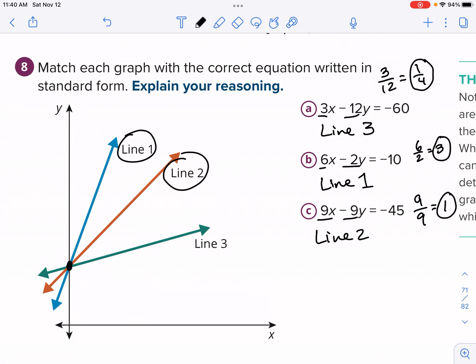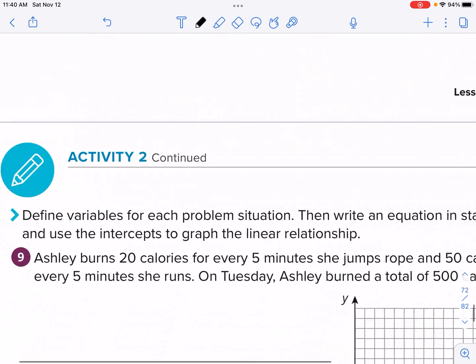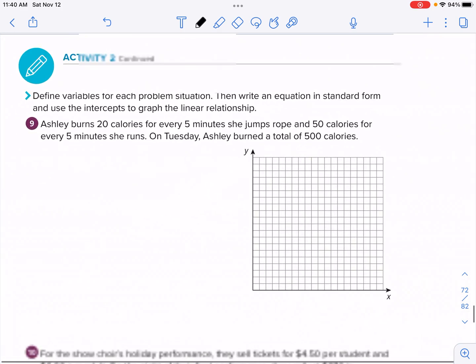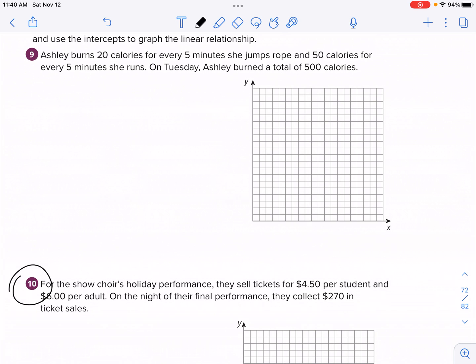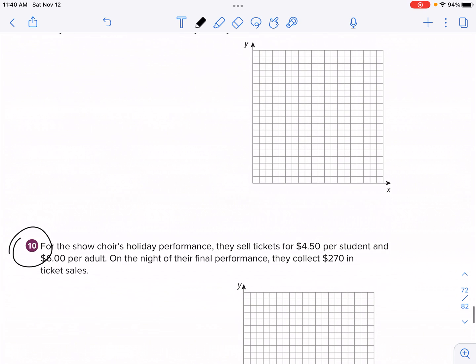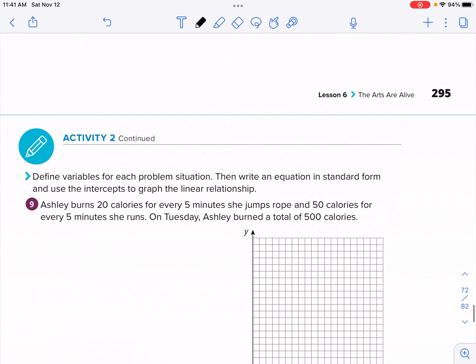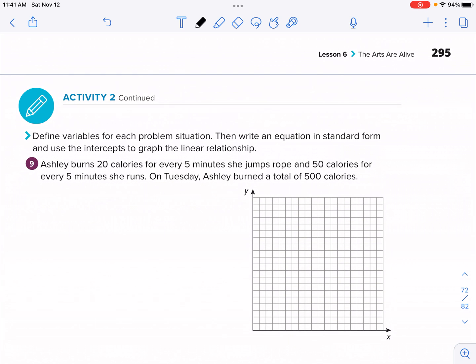Let's move on to the next page, and that is page 296. We're going to go through one context. We're going to skip number 10. We'll see that this is a you-do. Okay, let's read the context first. So it says define variables for each situation, then write an equation standard form and use the intercepts to graph the linear relationship. So we're going to find the x-intercept and y-intercept.